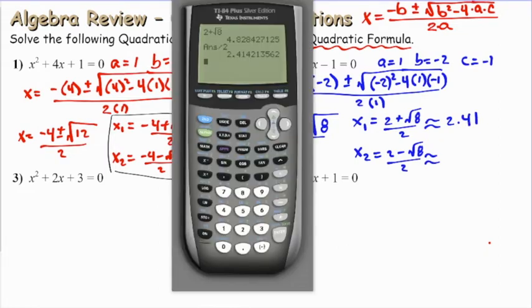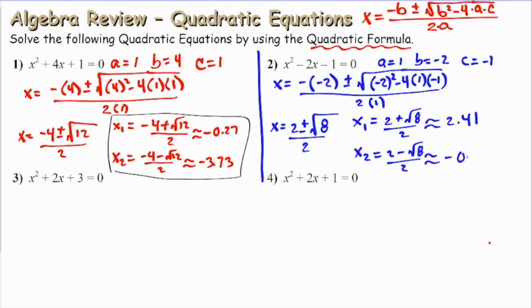And we do this again with the minus radical 8. Hit enter, then divide by 2, and we get about -0.41. And those are our answers for problem 2.